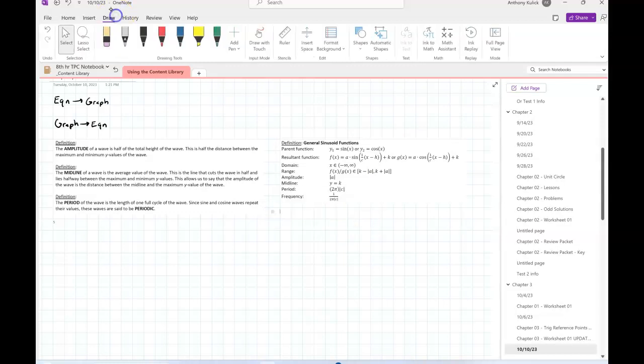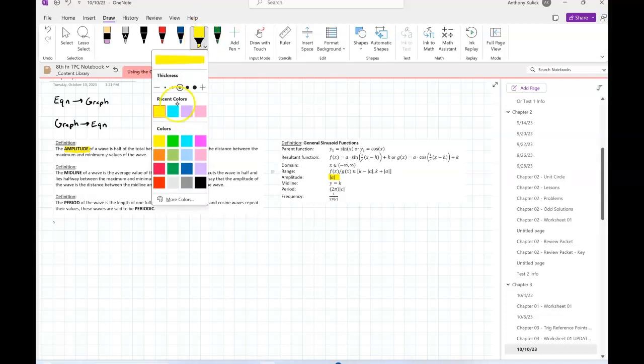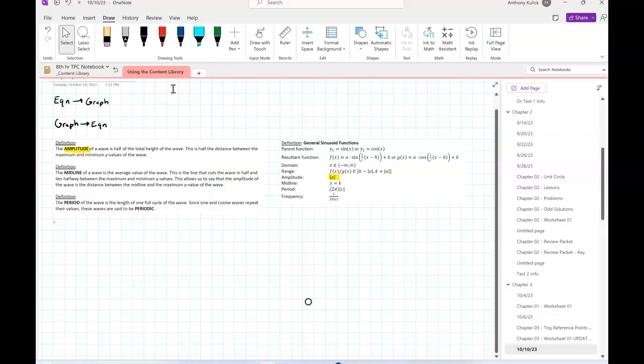So for example, we know that the amplitude is half the total height of the wave, basically half the distance from min to max. And we know that the amplitude is the absolute value of A. So if we read the amplitude from the graph, from the picture, we can figure out what the absolute value of A is. The midline is the line that divides the graph in half. We know the midline is y equals k, so if I can find the midline, I can find k.